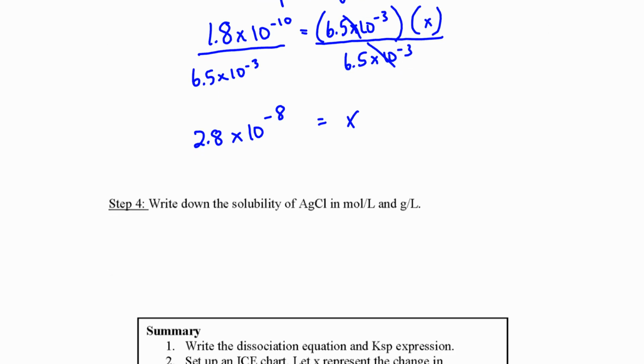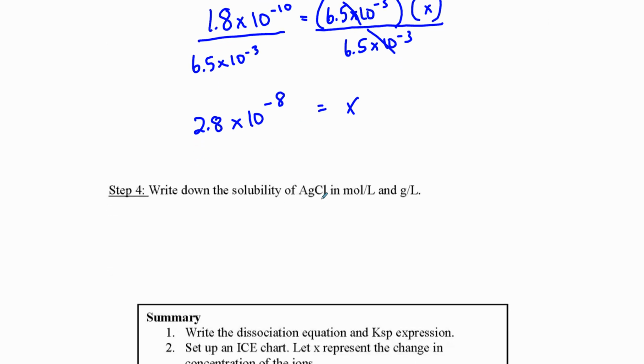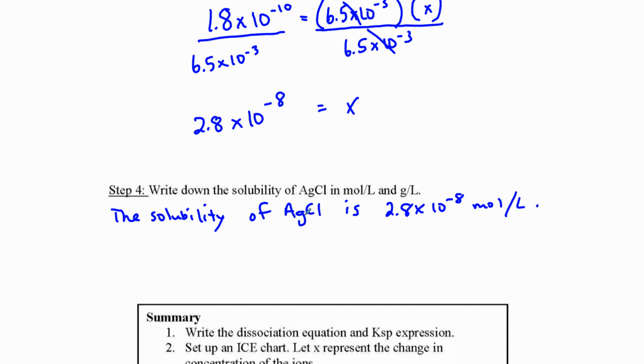Okay, so from there, what is the solubility of the silver chloride? Well, because it's all a 1-to-1-to-1 ratio, whatever X is equal to is also what the solubility of the silver chloride is equal to. So I'm just going to write this out. The solubility of AgCl is 2.8 times 10 to the negative 8 moles per liter.